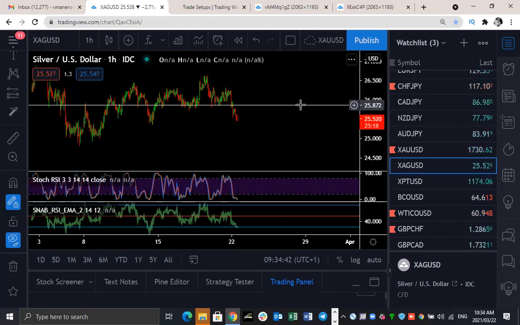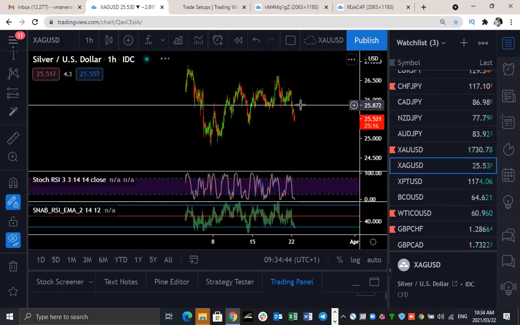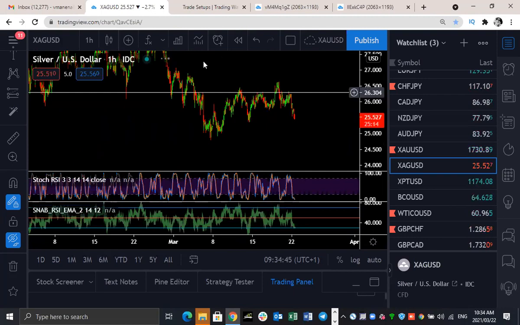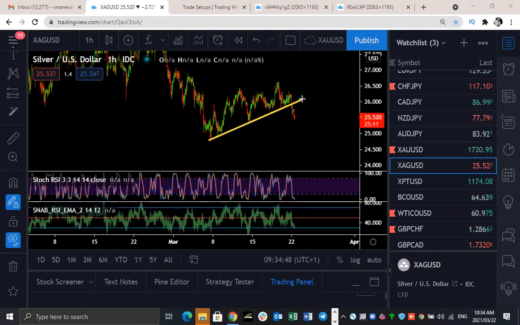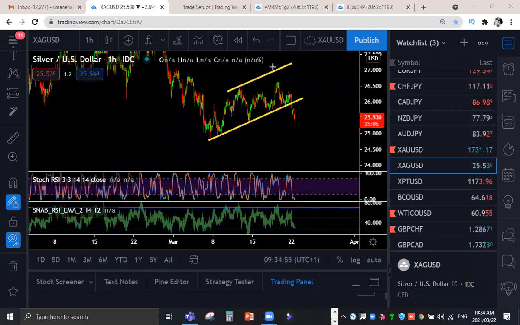Silver on the 1 hour is not showing us anything. It's actually bearish. Since silver went into the blue box, it has given an indication for downside. So this was the blue box on silver. I'll show the blue box. This was the blue box on silver based on this.